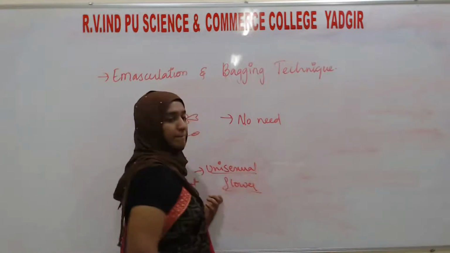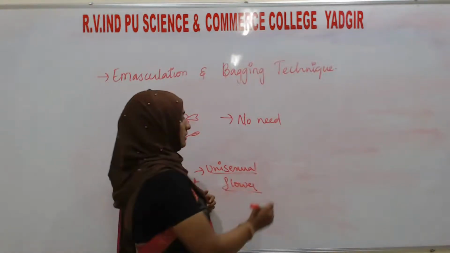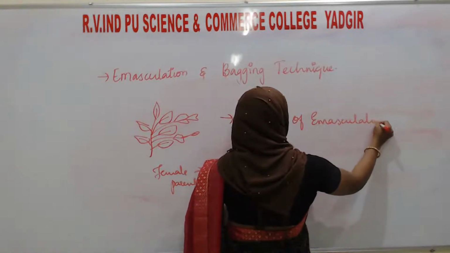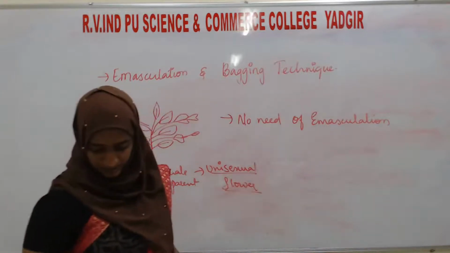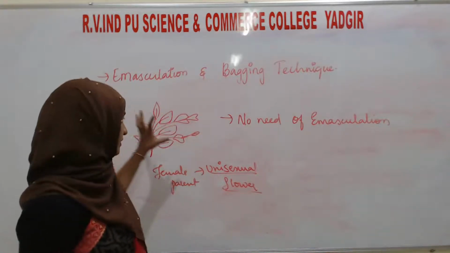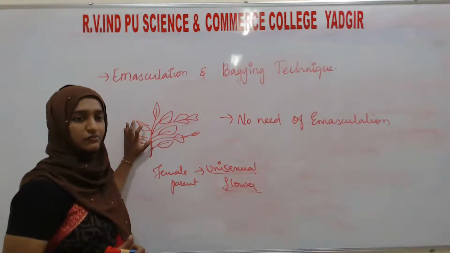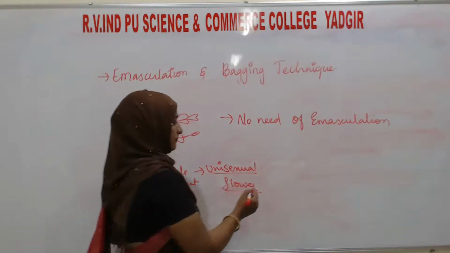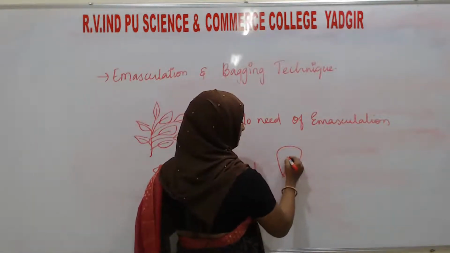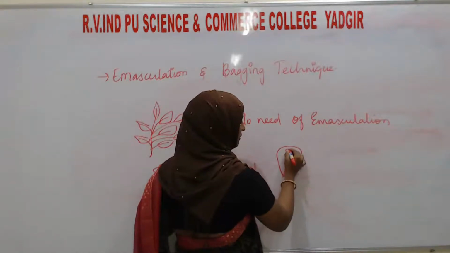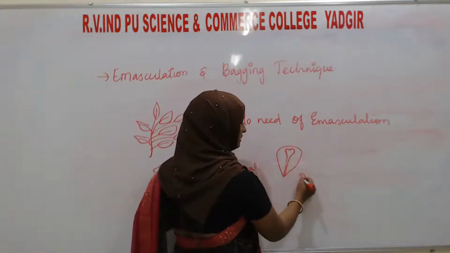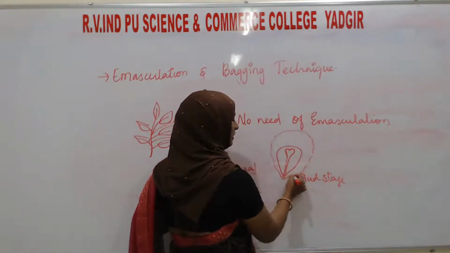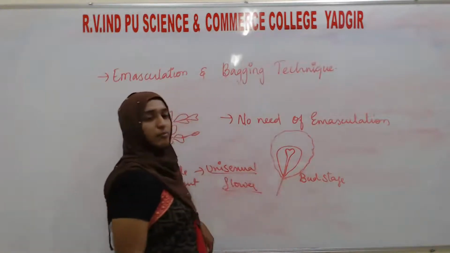When the female parent bears the unisexual flower, there is no need of emasculation. Okay, this is one thing. And the female flower bud: in the unisexual flower, whenever the female flower is at the bud stage, in which there is the presence of stigma, the bagging technique is going to be employed.